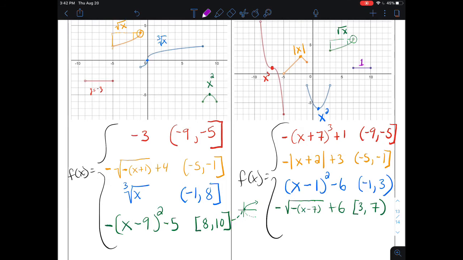And the last function that we have is that horizontal line. It's at y equals 1, so we just write a 1 in here. The leftmost x value in which we're on this horizontal line is at x equals 7, close circle, so bracket. Rightmost x value is at 10, close circle, bracket.